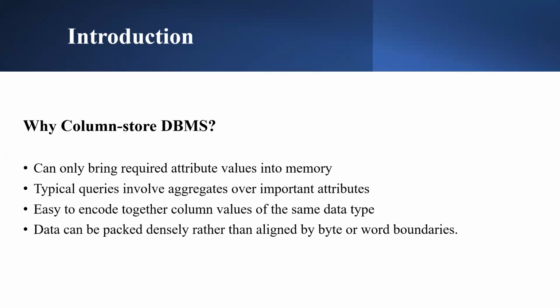Coming to why column store DBMS: because it can bring only the required attribute values into memory, its typical queries involve aggregation of important attributes only, and it is easy to encode the column values together, which are of the same data type, and the data can be packed densely rather than aligned by byte or word boundaries.